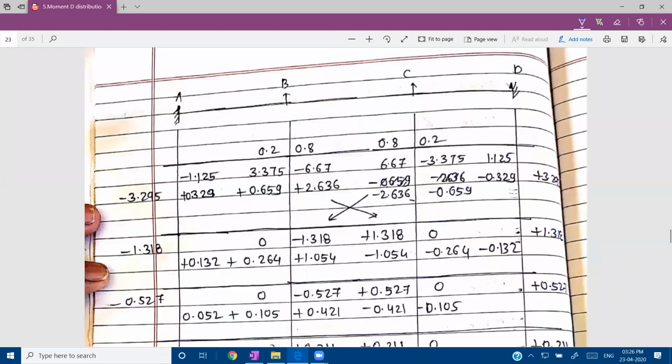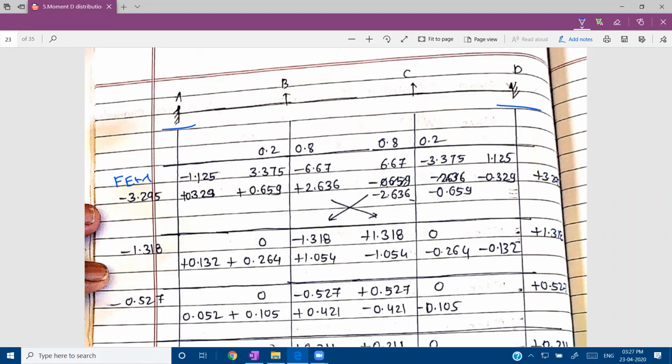Now for this moment distribution table, first we have written on each support A, B, C, D. At support B, there are 2 DF, 0.2 for BA, 0.8 for BC. Now at support C, 0.8 for CB and 0.2 for CD. These are your FEMs here. As both end supports are fixed, there is no need of end correction to be applied. So directly we will go for calculation of unbalanced moment.